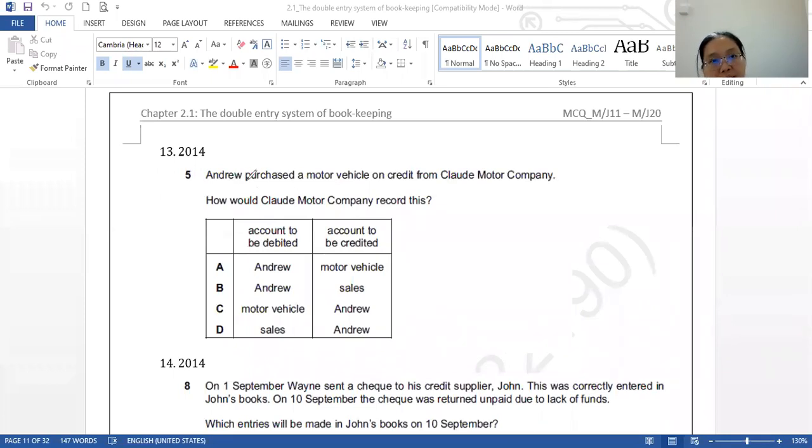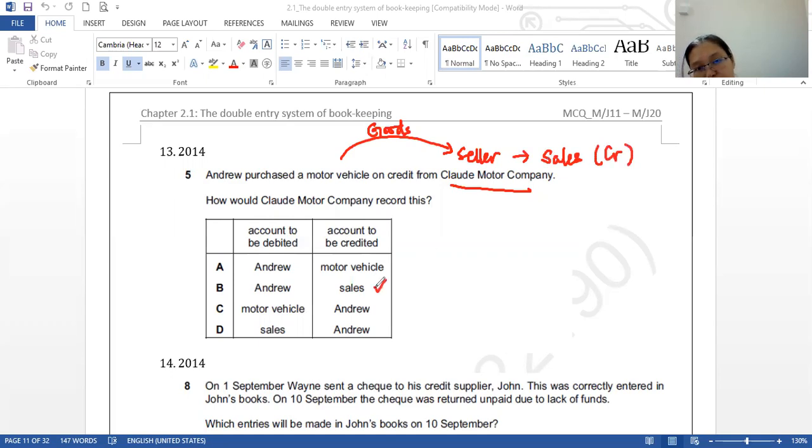Okay. Andrew purchased a motor vehicle on credit. How would Claire Motor Company record? This motor vehicle is goods to this company, so to the seller this is a sale. Sales are always on the credit side. Then your answer will be B.